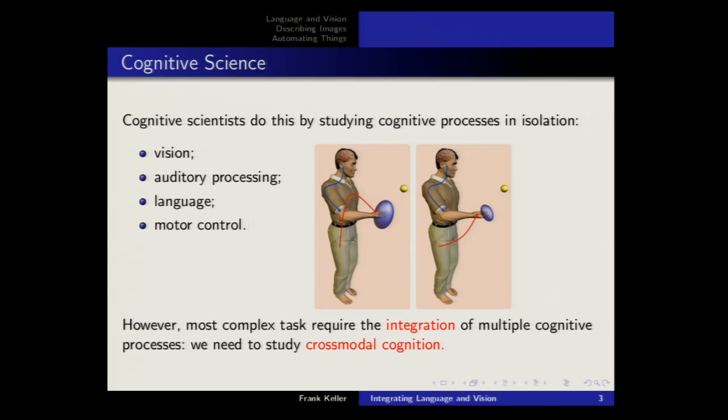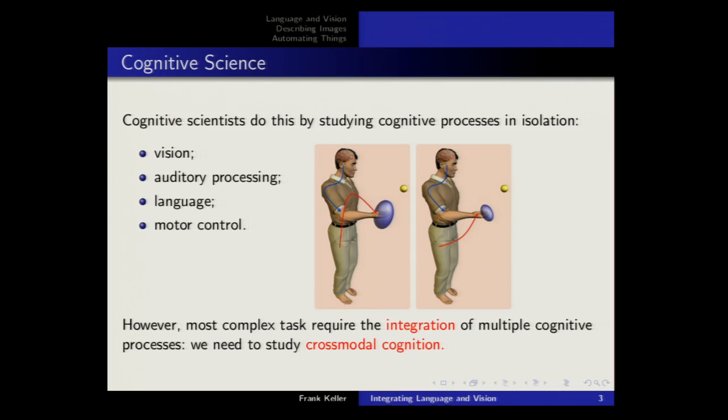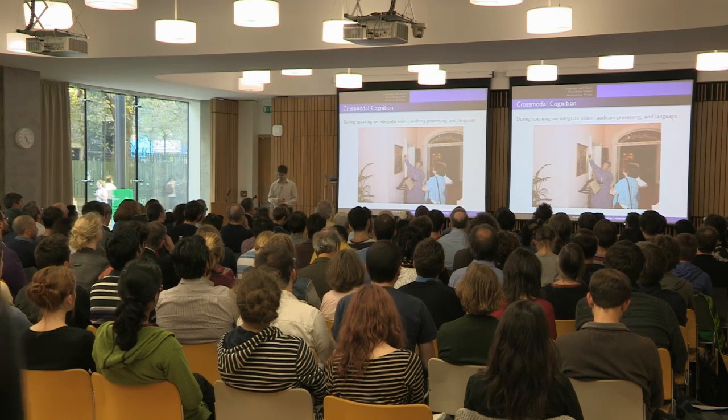A lot of things we do on a daily basis require the integration of multiple modalities, what I will call cross-modal cognition, cognition that requires information from audition, from language, from vision, and so on. And here are a few examples.